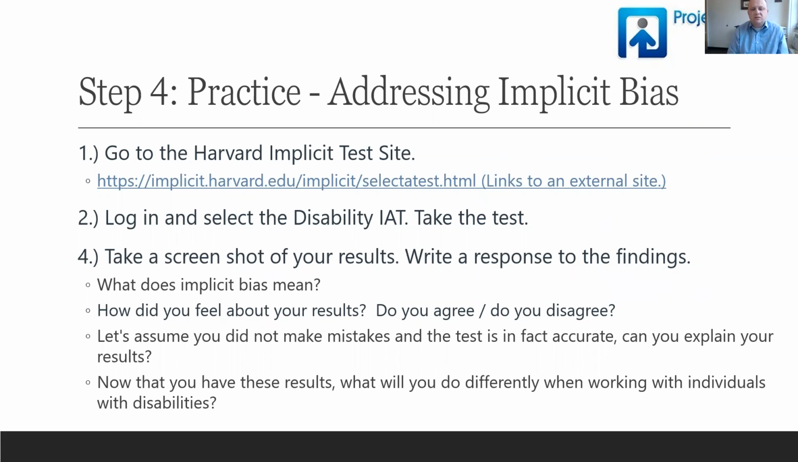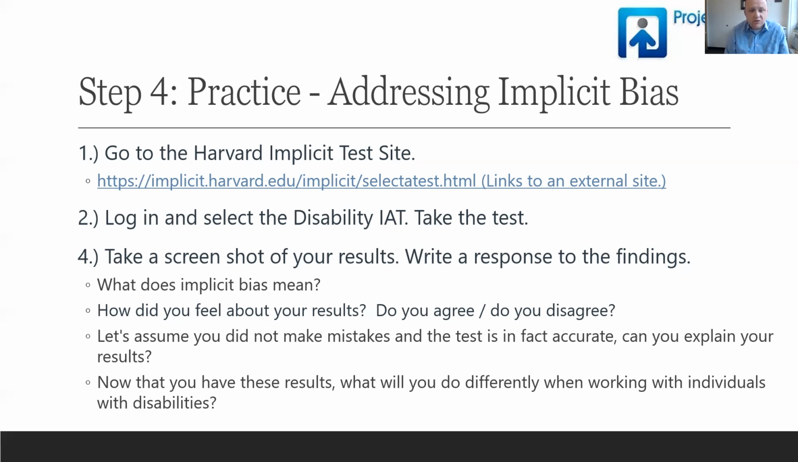And then I want them to take a screenshot of the results, and then they send that back to me through a Canvas post, and they also do a reflection where they discuss these 4 items. I have them define for me again, what does implicit bias mean? I want them to be able to write it down and truly demonstrate that they know what implicit bias means. Then I have them write down, how do you feel about your results?